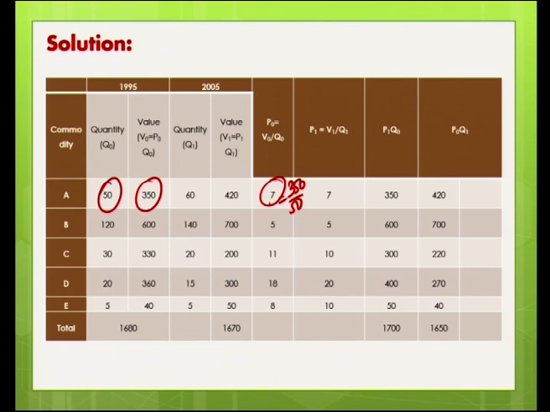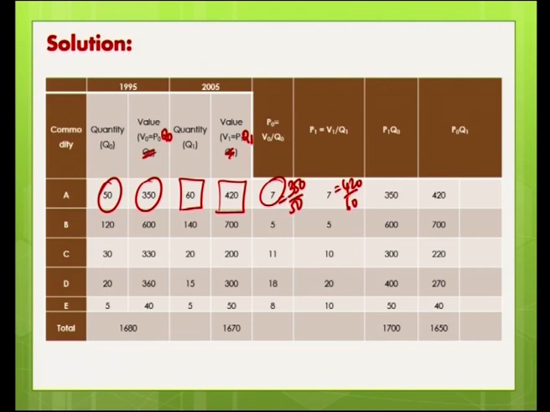Similarly, if you want P1, P1 is V1 divided by Q1. Actually, it is to be written like this. So, P1 is V1 divided by Q1, that is 420 by 60 is P1. You can represent it as P1 or Pn, anything.